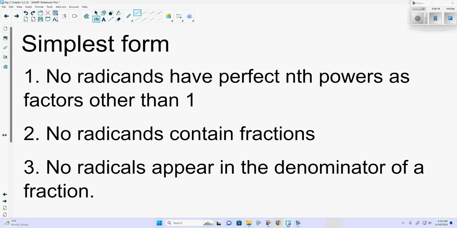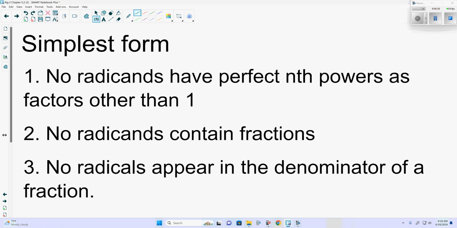No radicals have perfect nth powers as factors other than 1. We're not going to leave something in there that can be simplified out. We can't leave it as a square root of 9 or the cubed root of 8. We can't leave it there. We have to get it out. We have to simplify it.